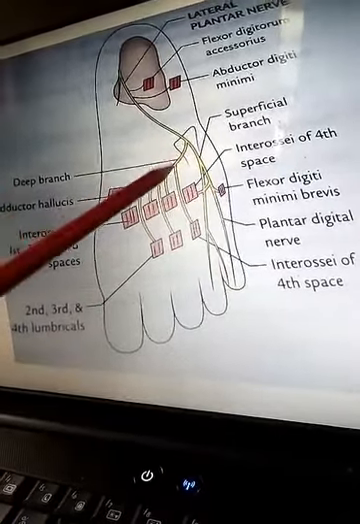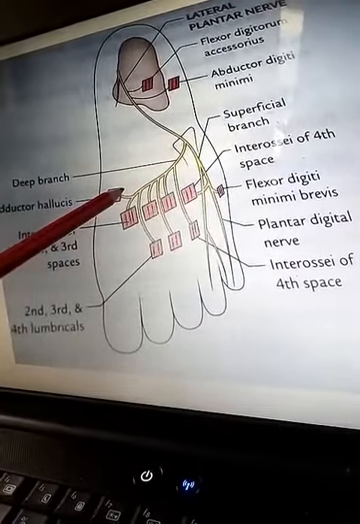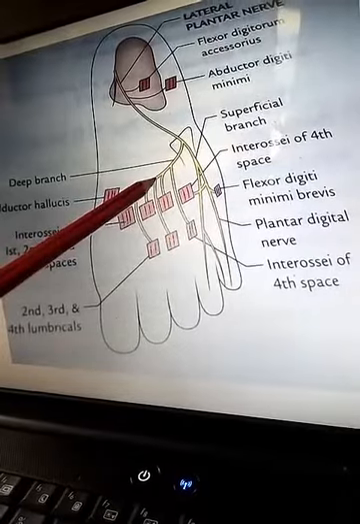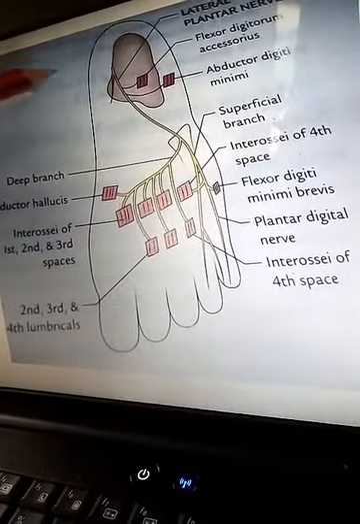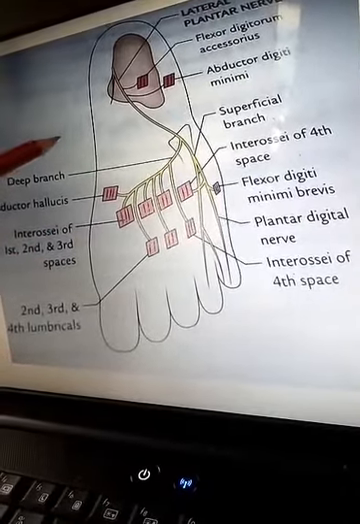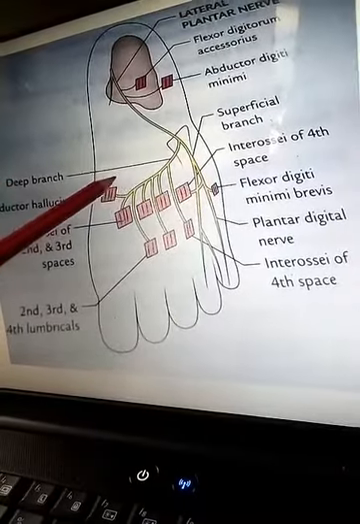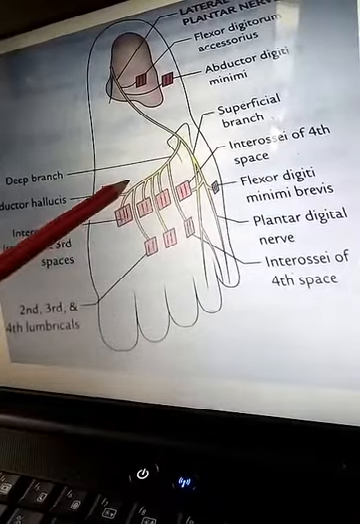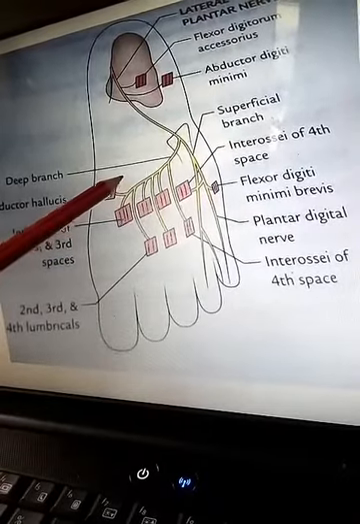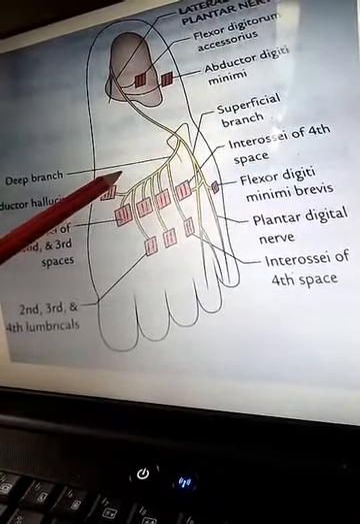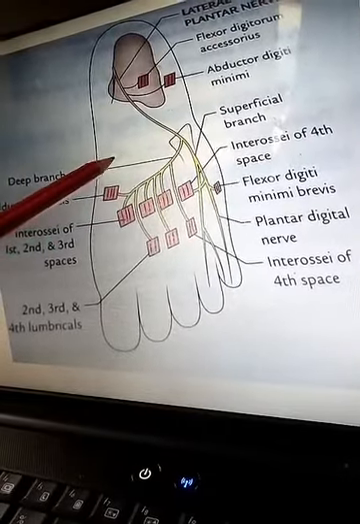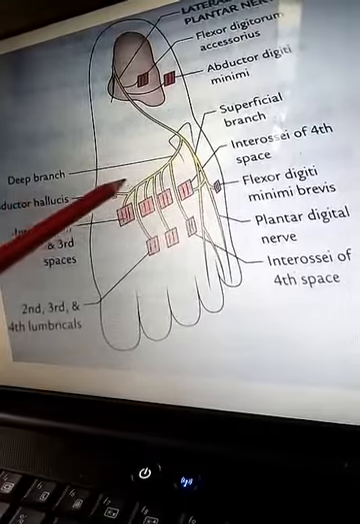Branches from the deep branch, it courses medially, lying between the third and fourth layers of the sole. It supplies 9 muscles: abductor hallucis, 3 lumbricals, that is the second, third and fourth lumbrical, and 5 interosseous muscles of the first 3 intermetatarsal spaces.